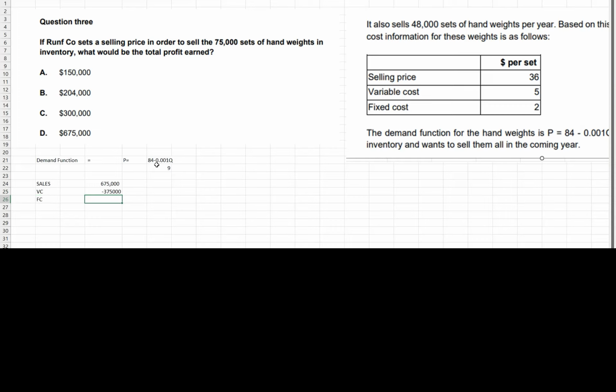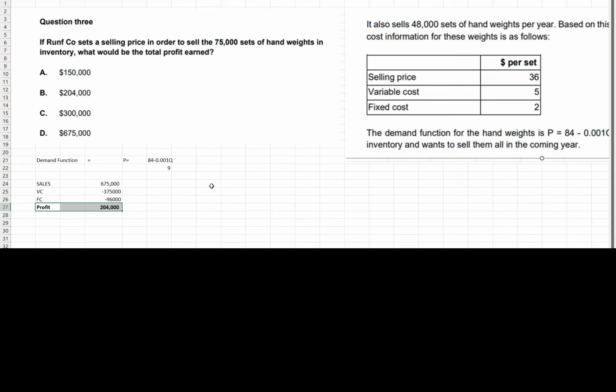And for the fixed cost, you can't multiply this 2 with the 75,000. Why? Because this is information for the quantity 48,000. So we need to multiply by 48,000, not 75,000. After solving this, we will get our profit, that is the summing of all this, which is 204,000, and that is option B.